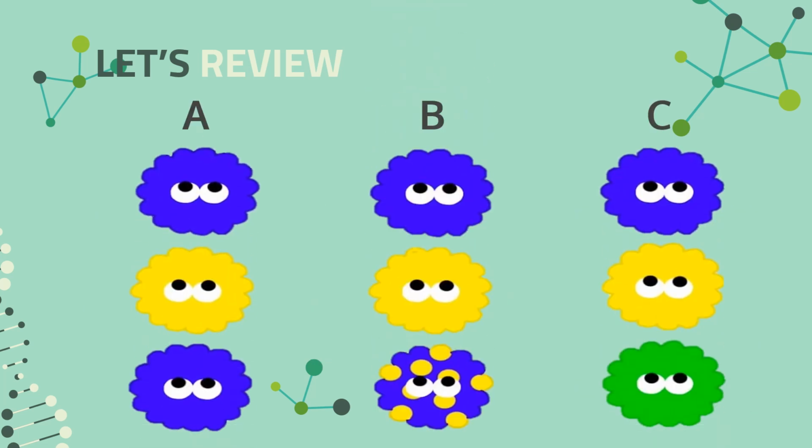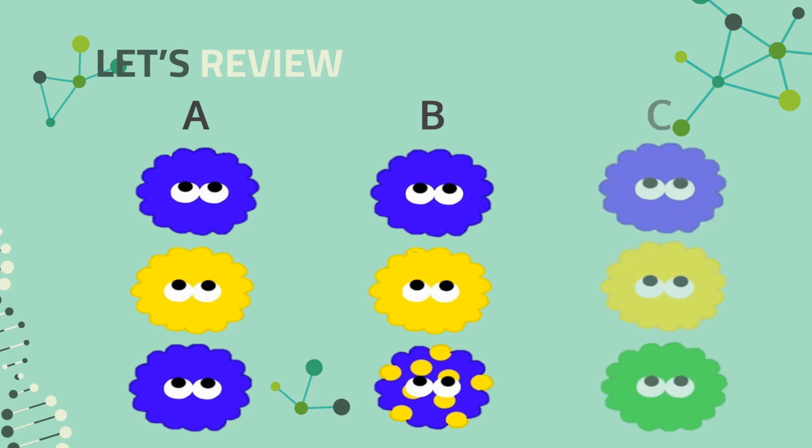Look at these fur balls. Aren't they cute? Kidding aside, this figure illustrates different patterns of inheritance. What pattern is illustrated by the fur balls in column A? You're right. Column A illustrates Mendelian inheritance. Notice that the first two fur balls are blue and yellow respectively, while the third one is also blue. This indicates that blue is dominant over yellow, which is characterized by Mendelian inheritance.